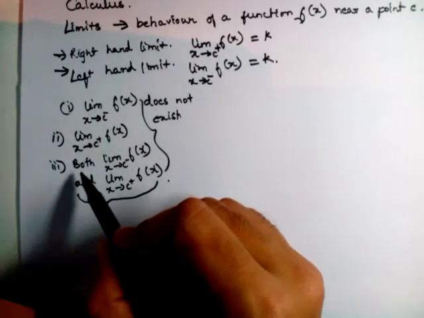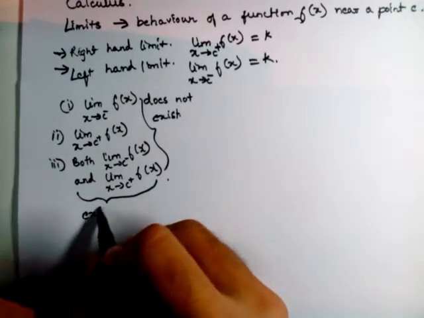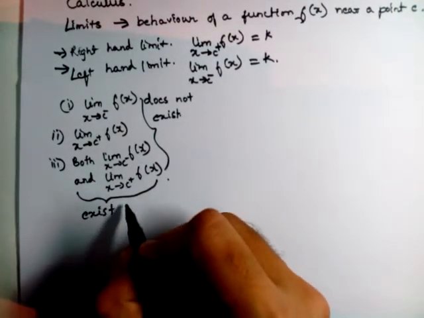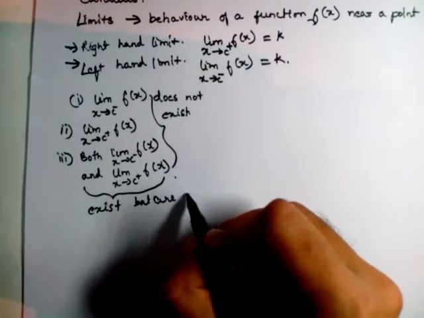Situation 3 states that both limit x tends to minus c, f of x, and limit x tends to plus c, f of x exist, but are unequal.